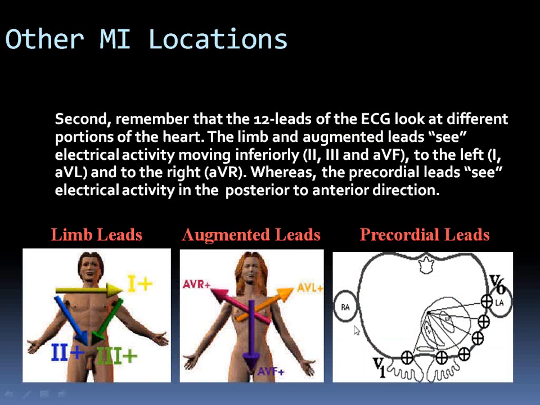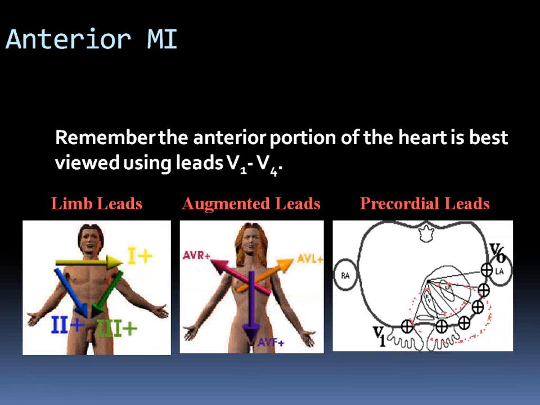This is just a revision once again. Lead 1 is in the lateral part of the heart. Leads 2 and 3 are on the inferior part of the heart. Lead AVR is on the right lateral part, and AVL is on the left lateral part. Let's go over this again. V1, V2, V3, and V4 lie on top of the anterior and the anteroseptal part of the heart. ST elevations over there are consistent with an anterior MI.